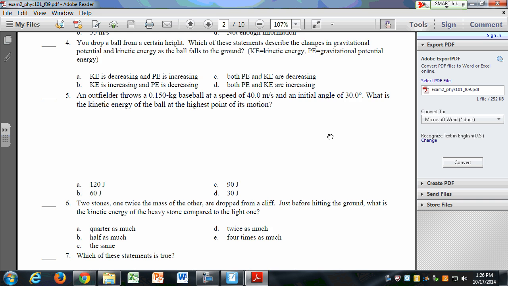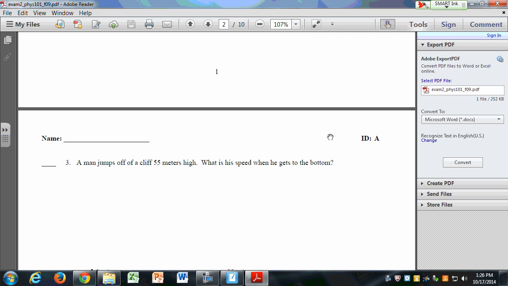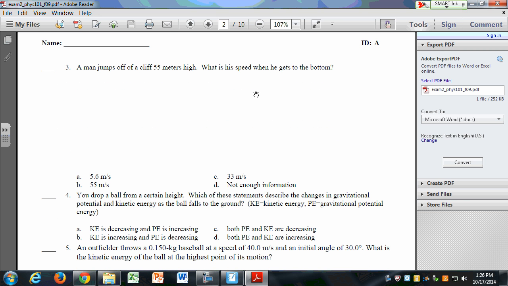But let's see. Now, let's try this one. A man jumps off a cliff 55 meters high. What is his speed when he gets to the bottom? Right, we did this problem in chapter 2. This is a freefall problem, a kinematics problem. And before, we had to find the time for him to get to the bottom, and then we had to calculate the velocity, that v equals v naught plus at. But it's a lot easier to work when we're thinking about energy.